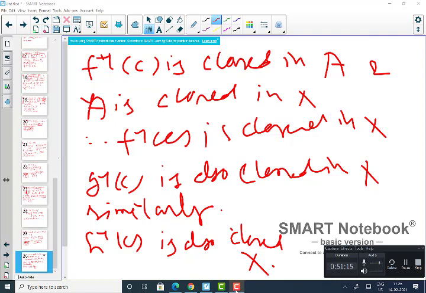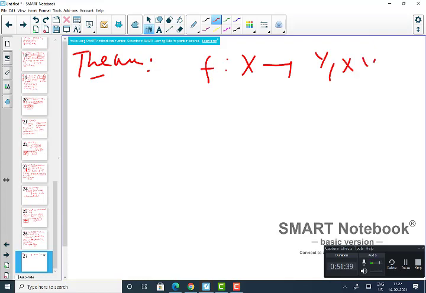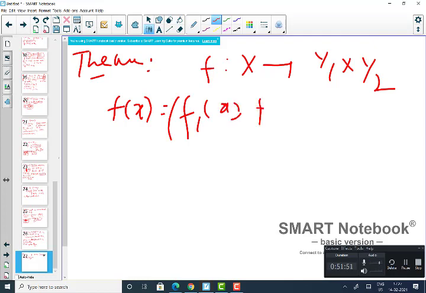And one more, last but not the least, another theorem that I promised you I am going to discuss. Let me write it down: suppose you have functions from X to Y1 intersection Y2, and you define f of x as f1 of x and f2 of x.